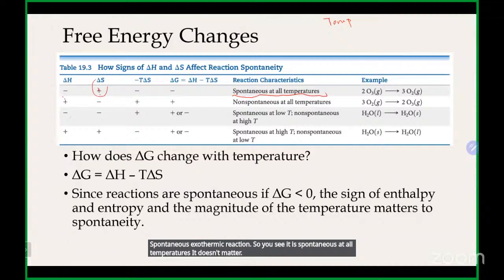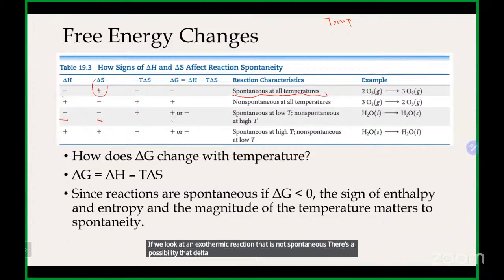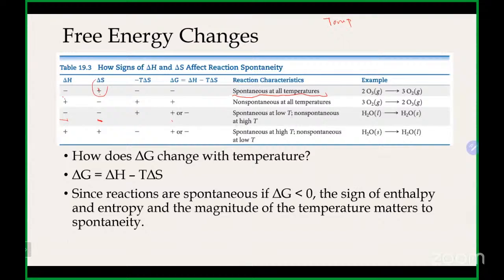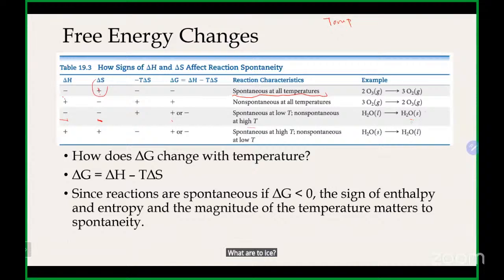If we look at an exothermic reaction that is not spontaneous, there's a possibility that delta G will be positive or negative. Such processes are spontaneous at low temperature but not spontaneous at high temperature. For example, if you're converting water to ice, water to ice is an exothermic process. What am I saying? Sorry.